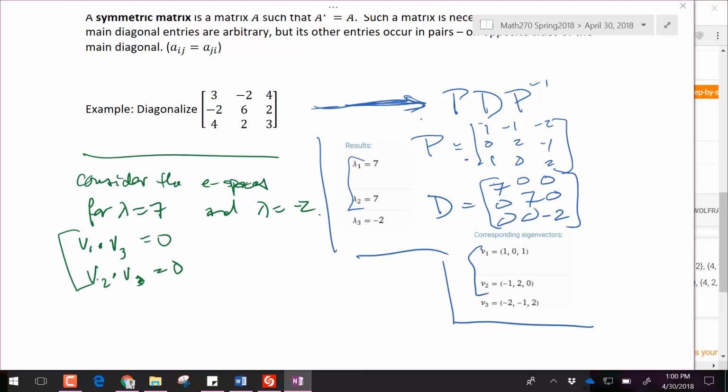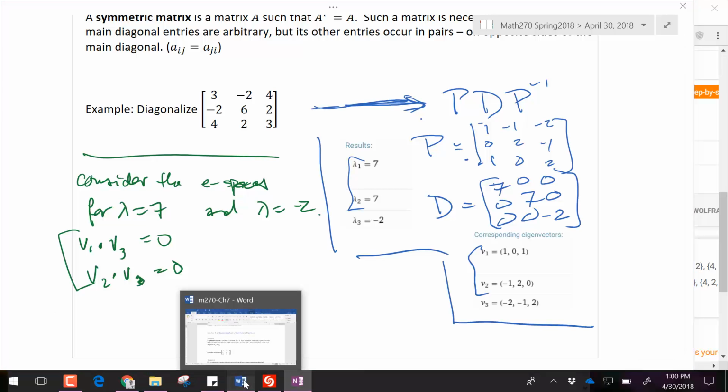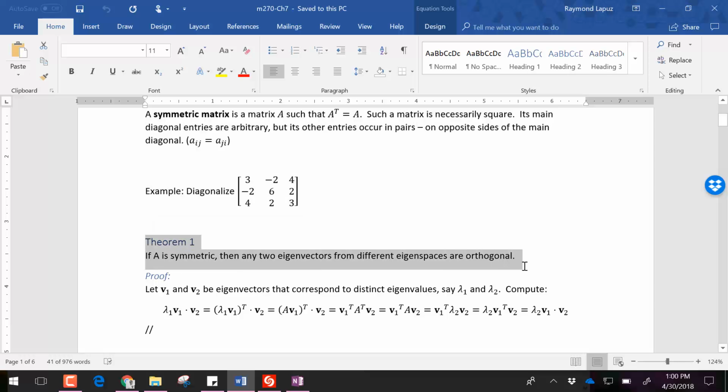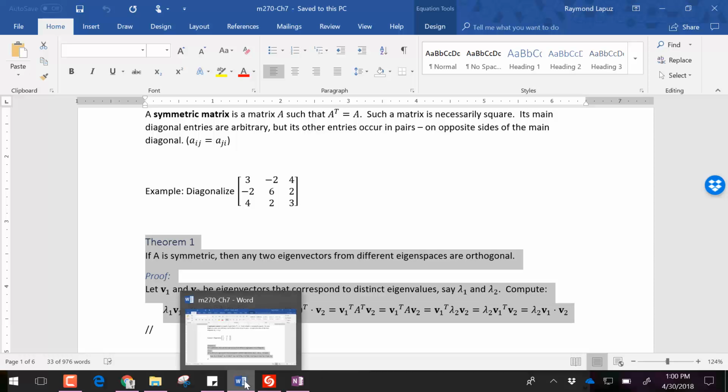So that brings us to an interesting theorem for symmetric matrices. If A is a symmetric matrix, then any two eigenvectors from different eigenspaces are orthogonal. And here's a proof. That looks a lot nicer in the book instead of just one line like this. But let's see if we can break this down.